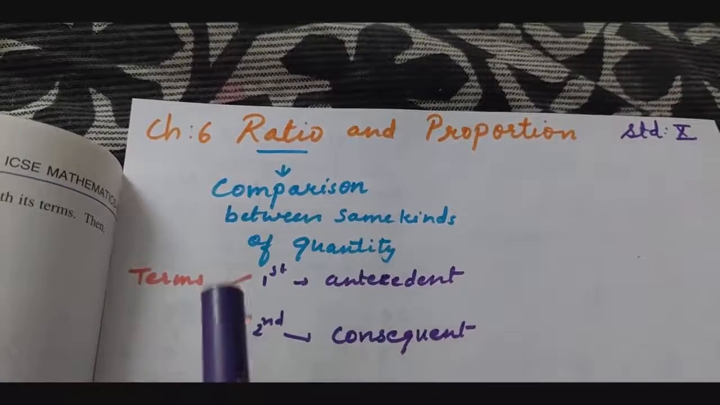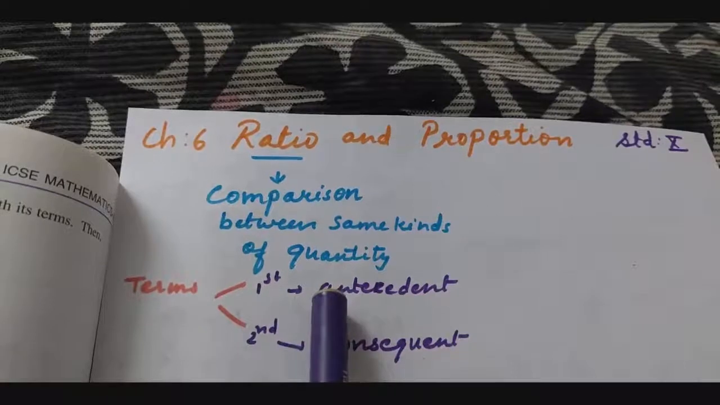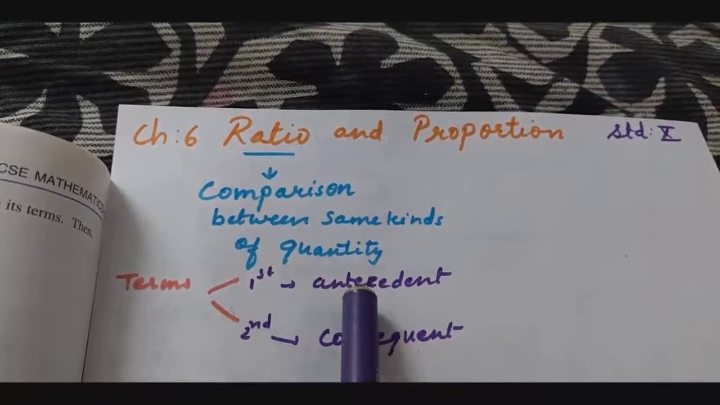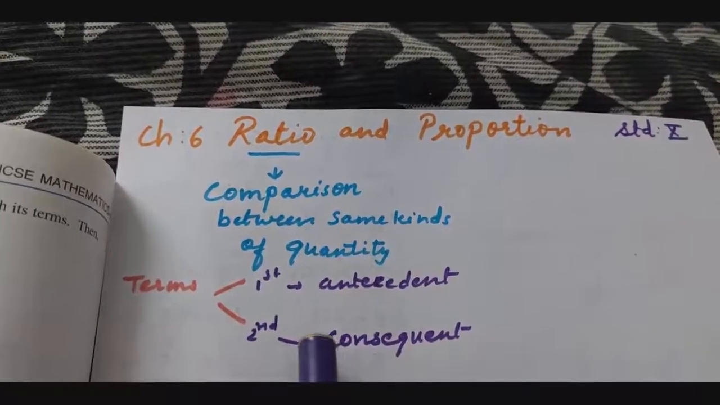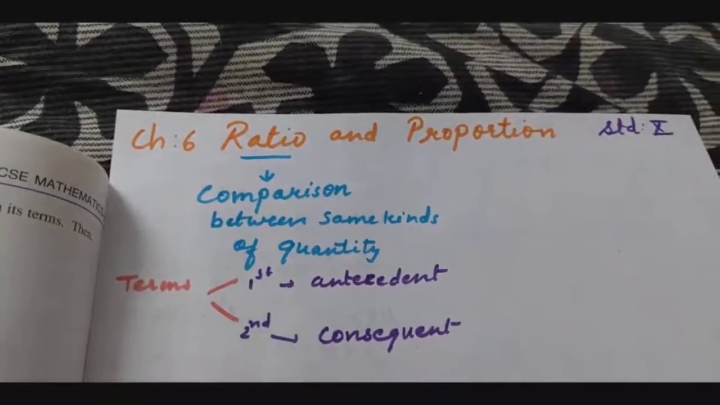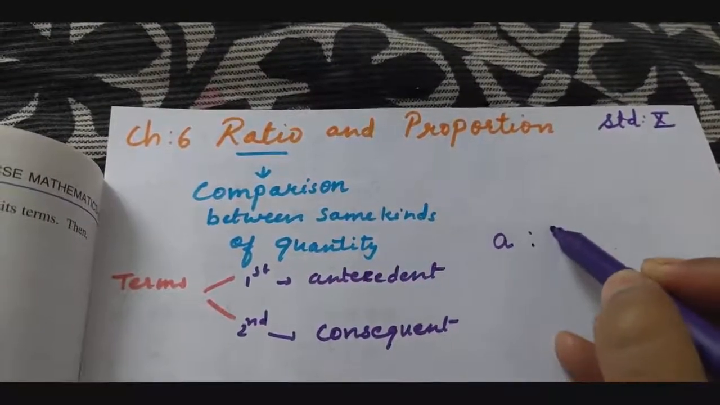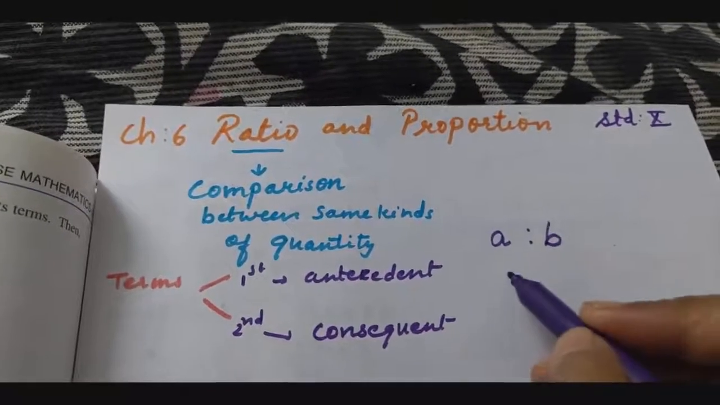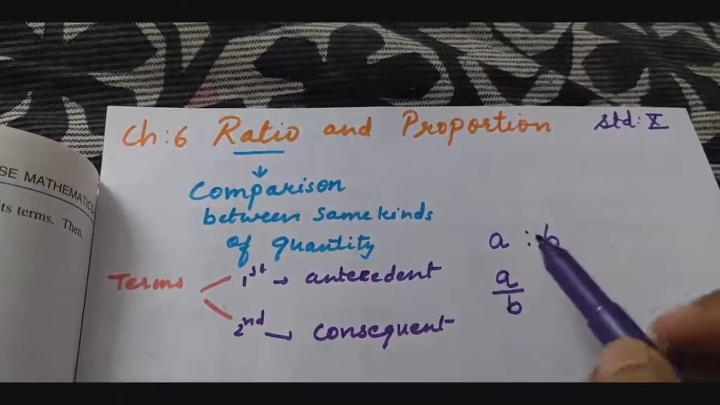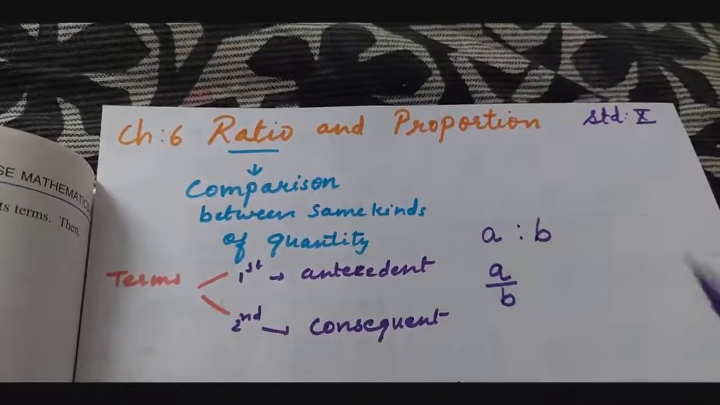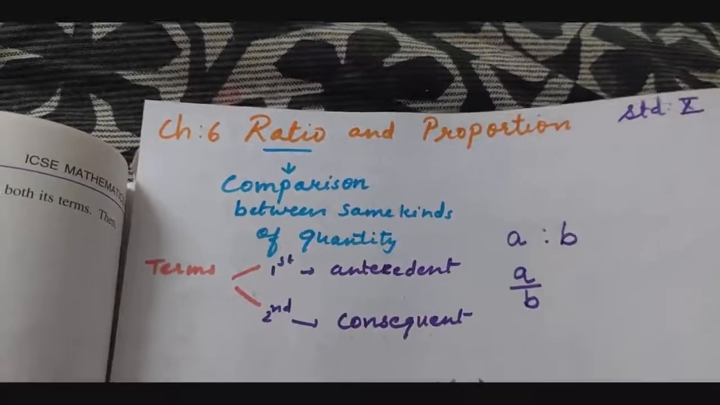Now in a ratio, there are terms. The first term we know as antecedent, and the second term is known as consequent. You understand that a ratio can be written as A ratio B, or it can be written as A upon B. Here A is antecedent and B is consequent. Now let's see some compositions of ratios.